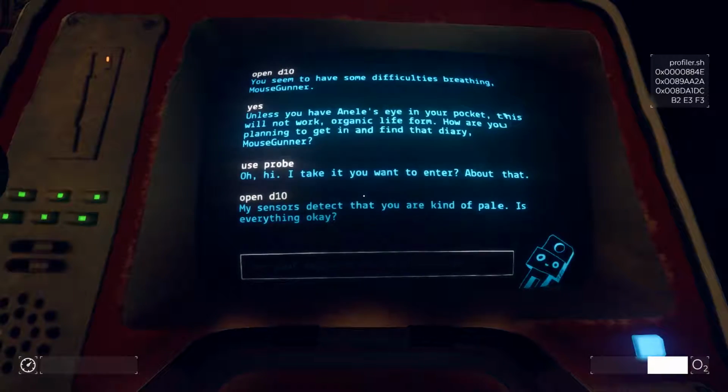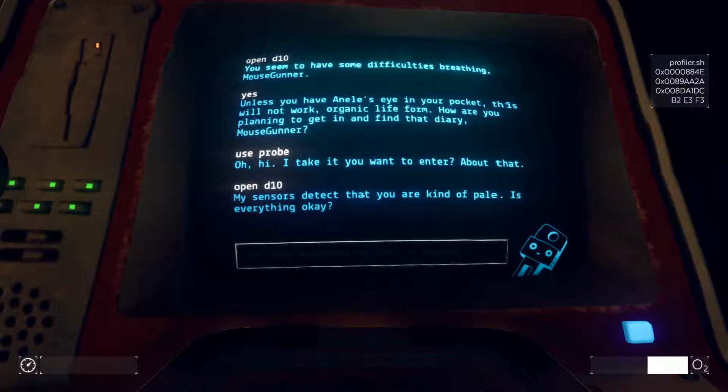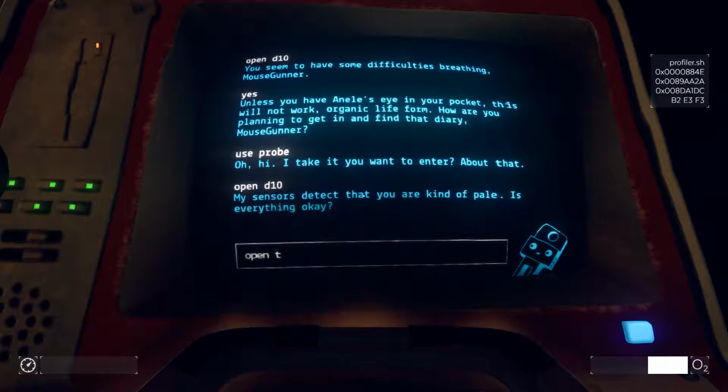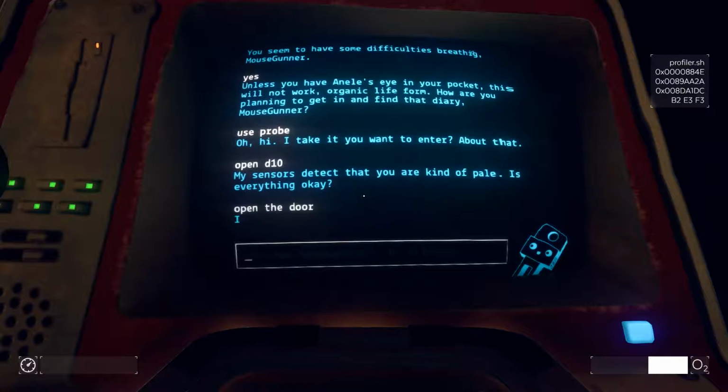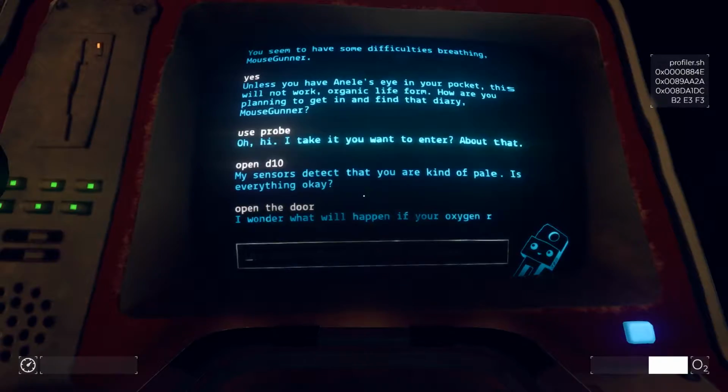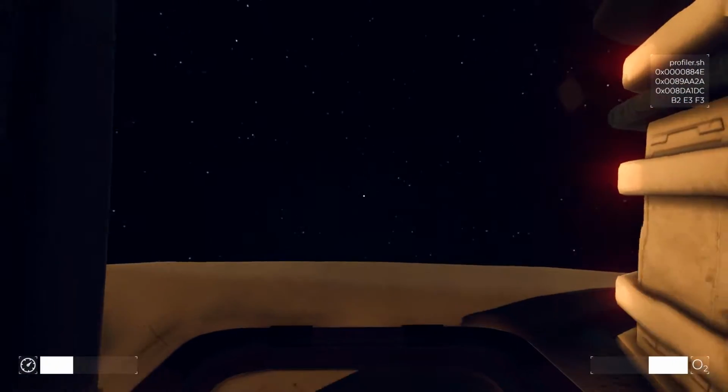And then the way that this game works is there are no save files. It just automatically saves your progress and gives you checkpoints every so often. Well, it gave me a checkpoint outside the airlock. So I was in space again.